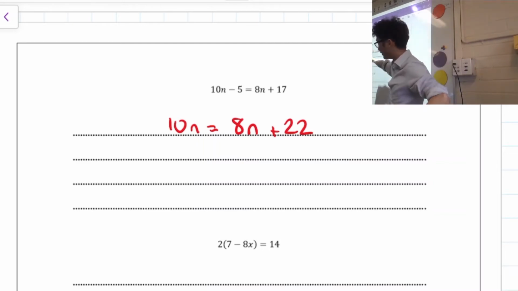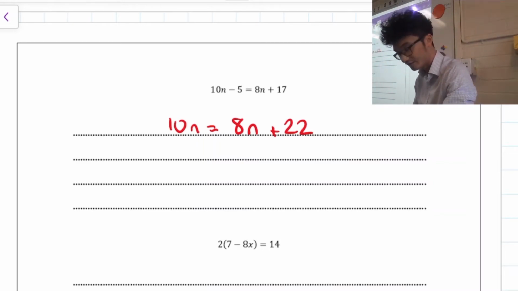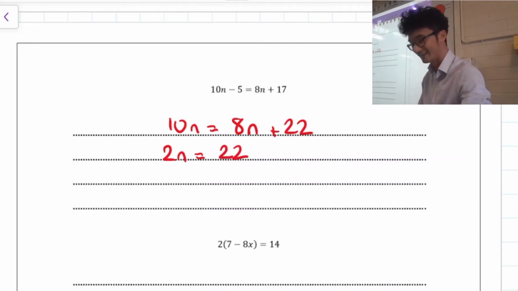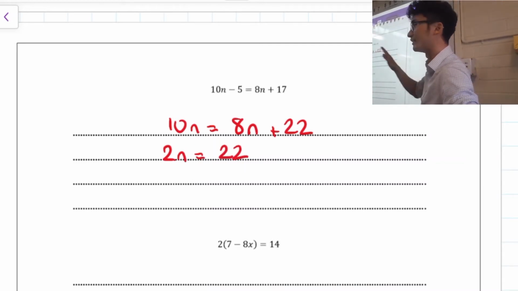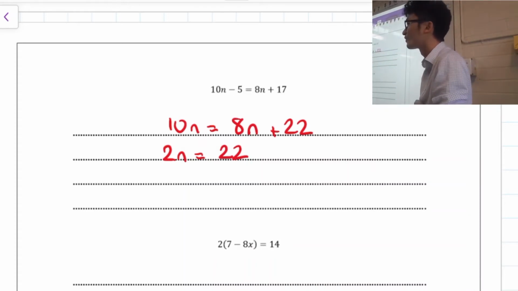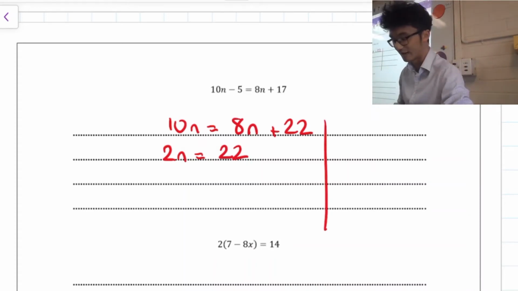And then I minus 8n from both sides. So you take away the 8n from both sides. That's the South African way, is it? Yeah, right. So you get 2n is equal to 22. Is that okay so far? Doesn't matter which way you do it. Like, can you take away the 8n first? Yeah, good question. Doesn't matter which way you do it.